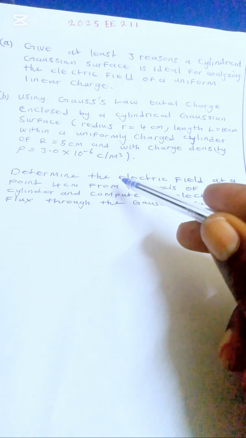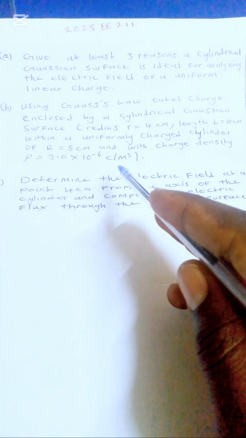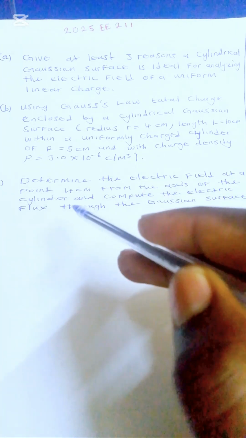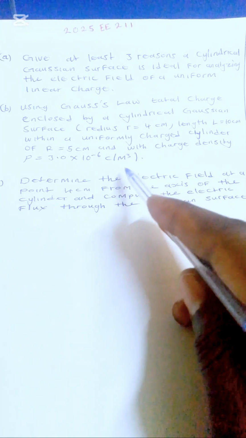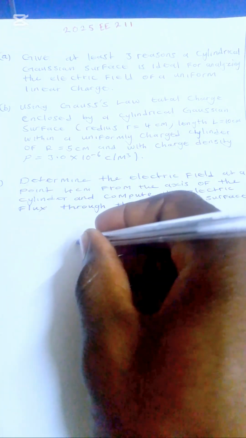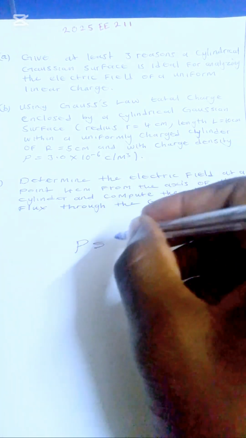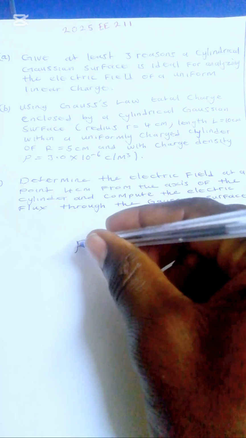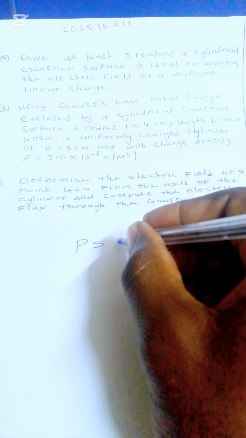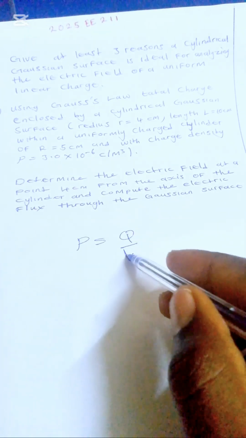So for this one, we have to analyze that it is in cubed, so we are dealing with volume, so we are going to call it volume charge density. The first one was linear charge density, and this one is volume charge density, where the density, that symbol, will be equal to charge over the volume. So this is the formula which we are going to apply.